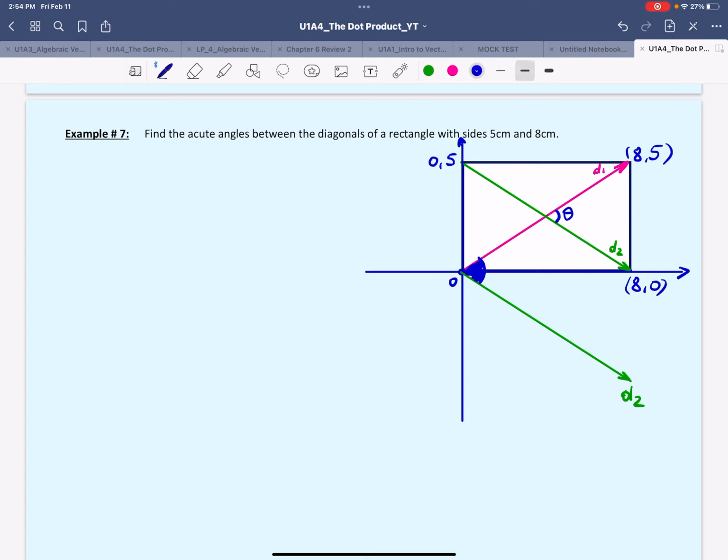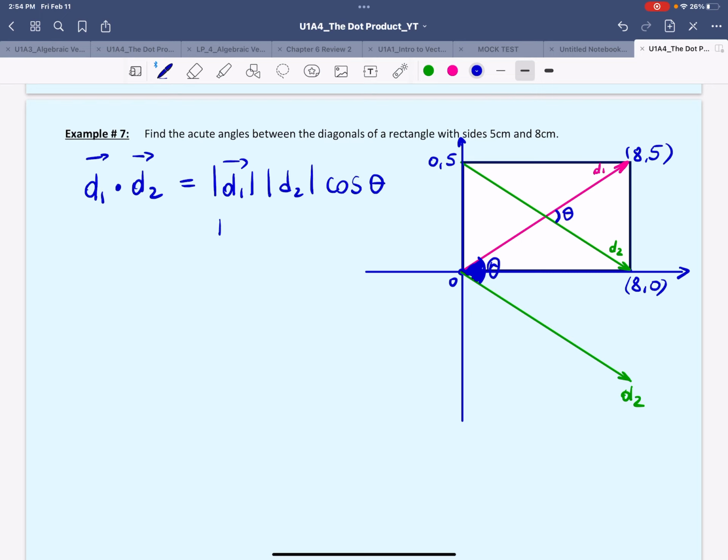So in order to find the angle made between the two diagonals, so this angle here, we need to find the angle made between these two vectors. So we're going to say that D1 dot D2, remember how we said dot product is great at helping us find angles, would be the magnitude of D1, times the magnitude of D2, times the cosine of the angle between them.